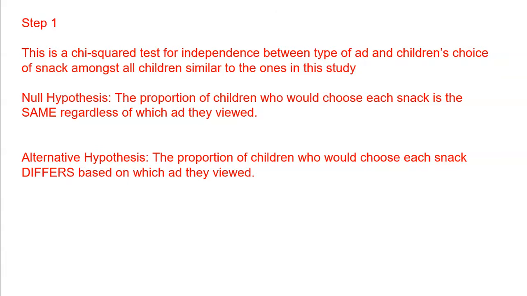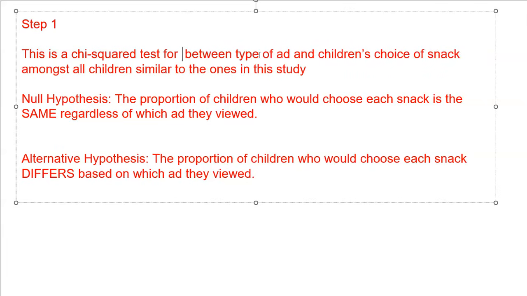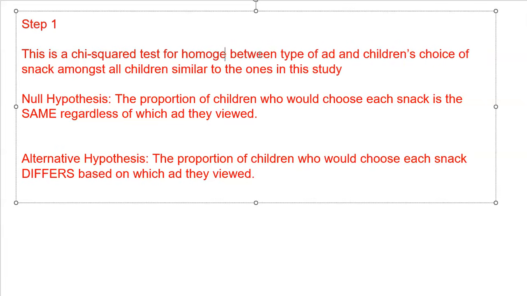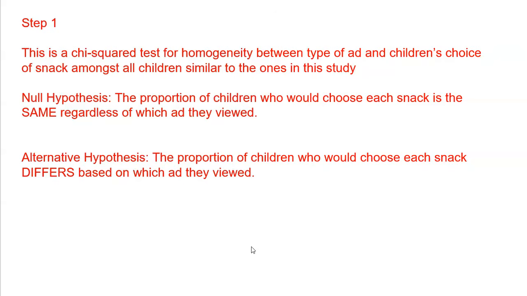So step 1, this is, again, as I already mentioned, I actually wrote that wrong. I'm going to change that right now. I can't believe I had that typed wrong. A chi-squared test for homogeneity. I think when I was originally planning this, I jumped to the conclusion that it was the independence, but I fixed it in one spot, not in the other. So I apologize for that. So this is the chi-squared test for homogeneity between type of ad and children's choice of snack amongst all children, similar to those in the study.